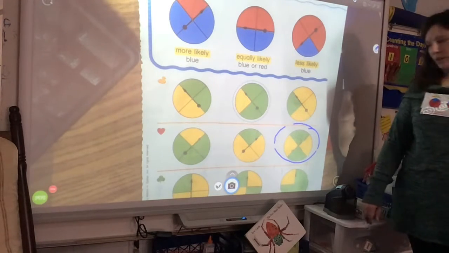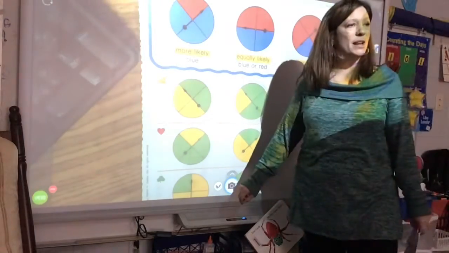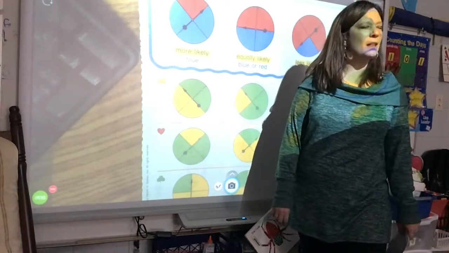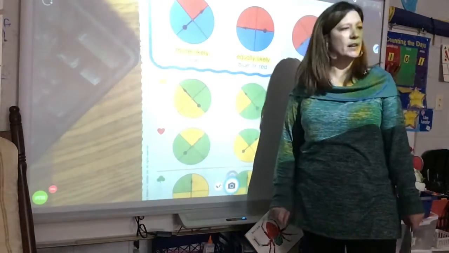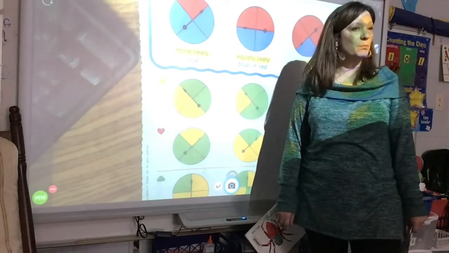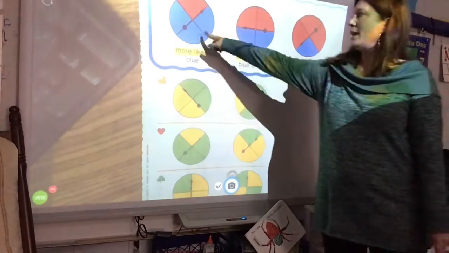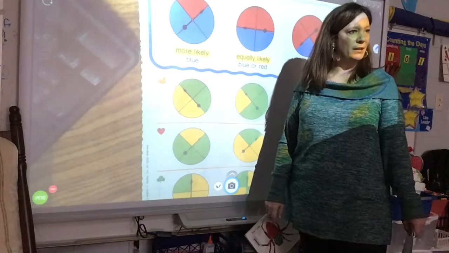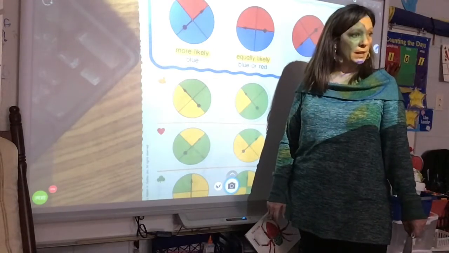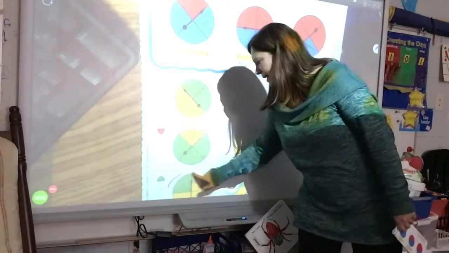The first. The first one, because look, here's something to help you remember. If it's less likely, it has less greens. If it's more likely, it would have more of the color you needed. Does that help you out a little bit? Yes. But we want the less likely one.